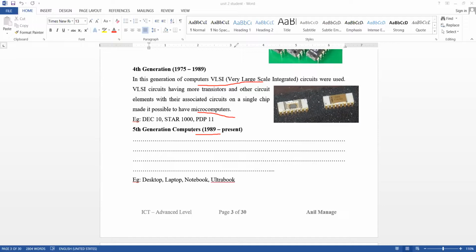Continue with that, resulting in the production of microprocessor chips having million transistors and other electronic components.